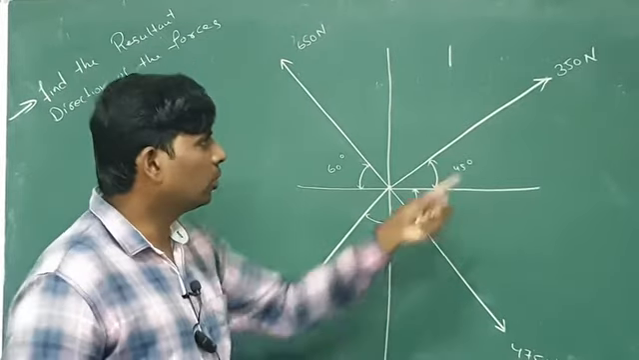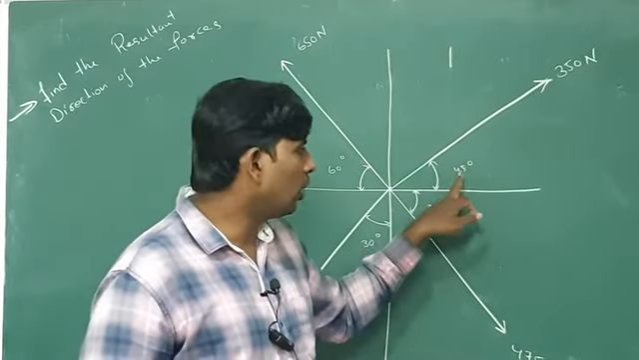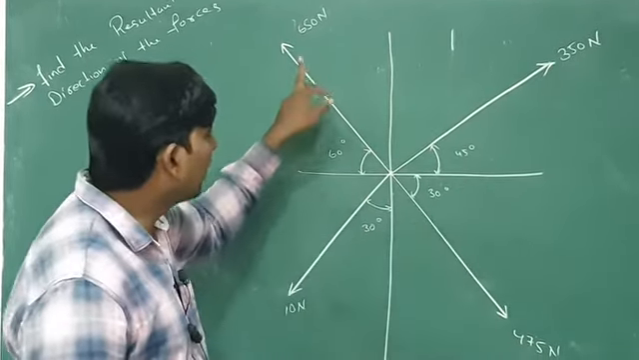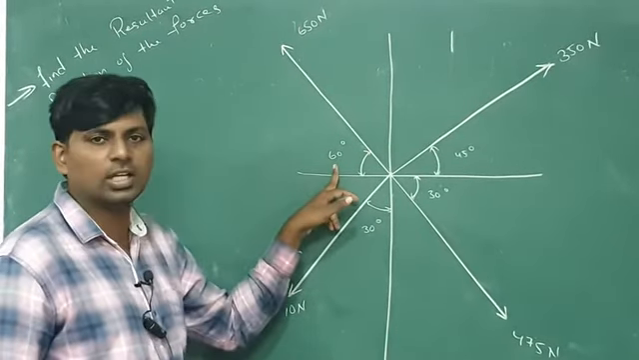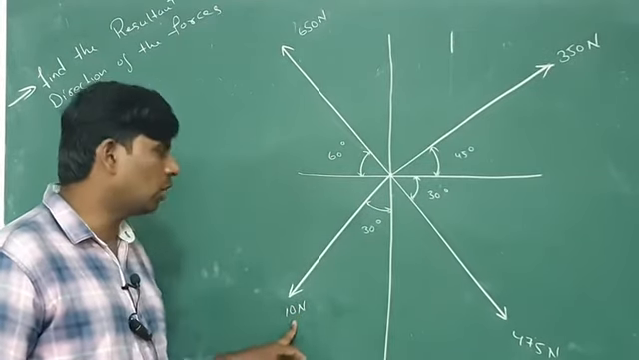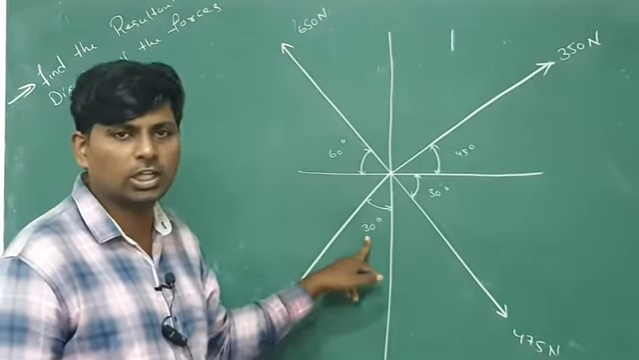Here, how much is the first force? 350 Newton is given at an angle of 45 degrees with respect to horizontal. The second force is 650 Newton at an angle of 60 degrees with horizontal. The fourth force is 10 Newton at an angle of 30 degrees with vertical. This one here, vertical is given.